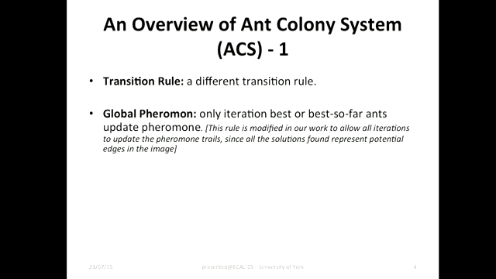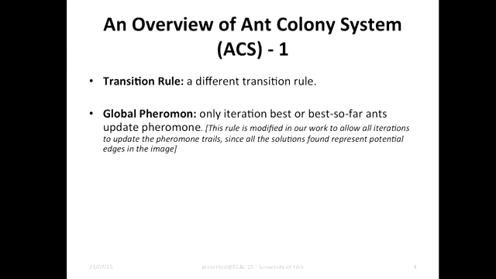Because normally when we use an ACO algorithm and we represent our problem as a graph, we are interested in finding the optimal path in the graph. But here, any found solution may actually represent a potential edge which we are searching for.